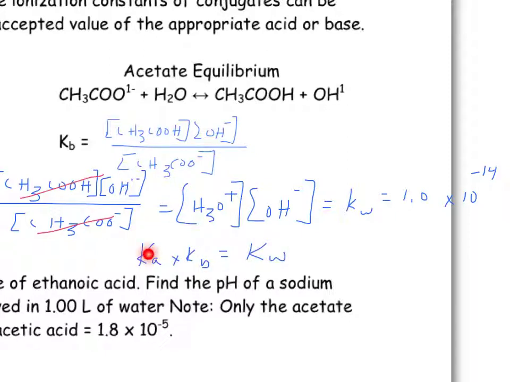The stronger the acid is, the higher the Ka value will be, which means mathematically, in order for this relationship to stay true, and Ka times Kb equal to Kw, if Ka is big, then Kb has to be relatively small, meaning that the stronger the acid, the weaker its conjugate base. We can use this relationship to calculate the ionization constant of a conjugate as long as we have the accepted value for the appropriate acid or base.